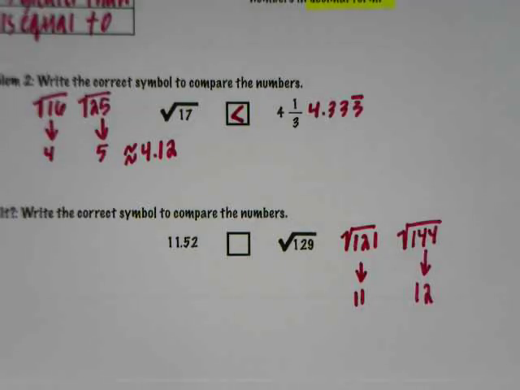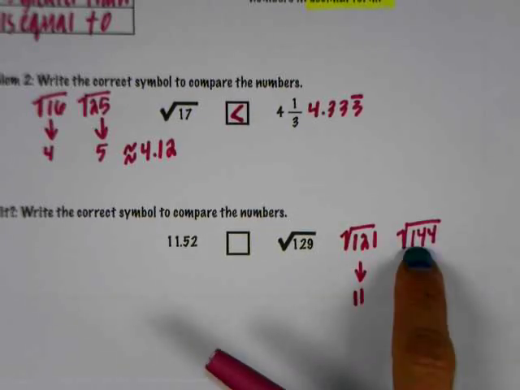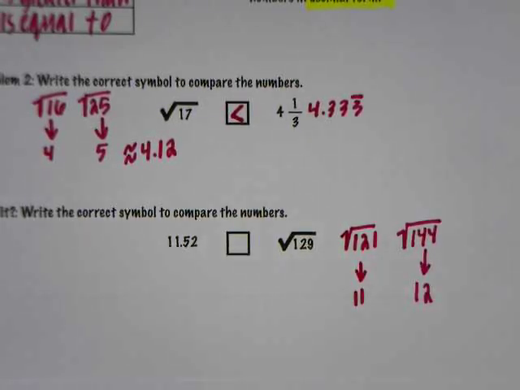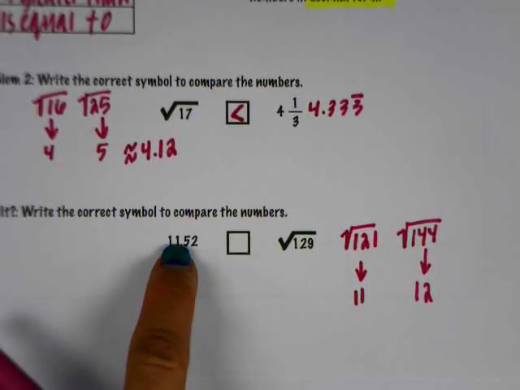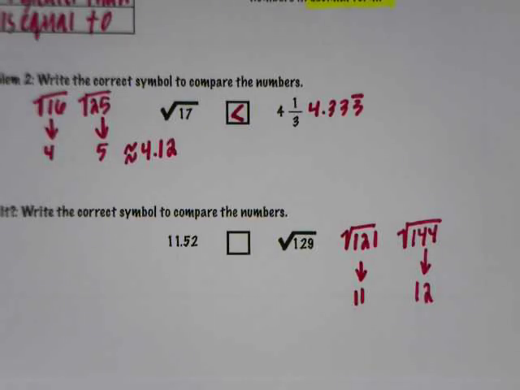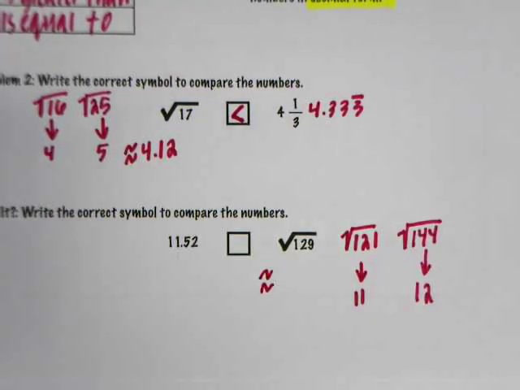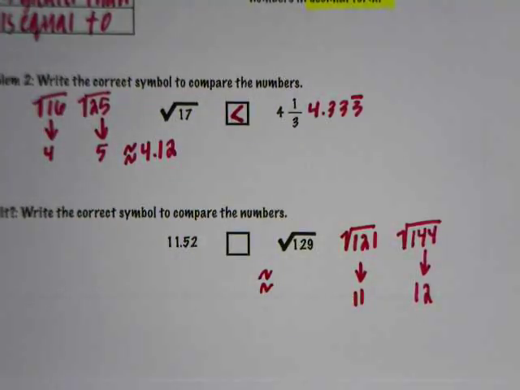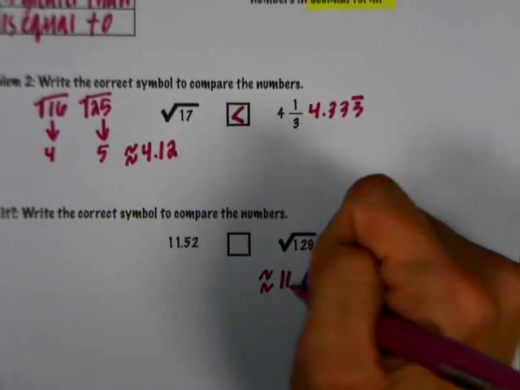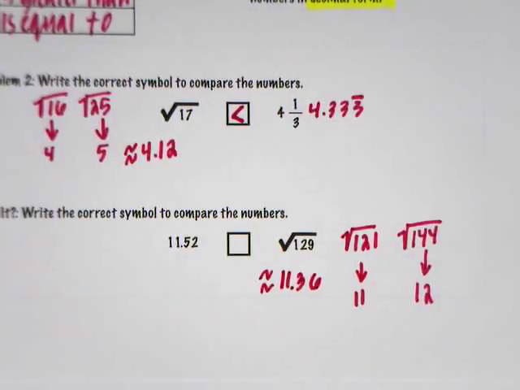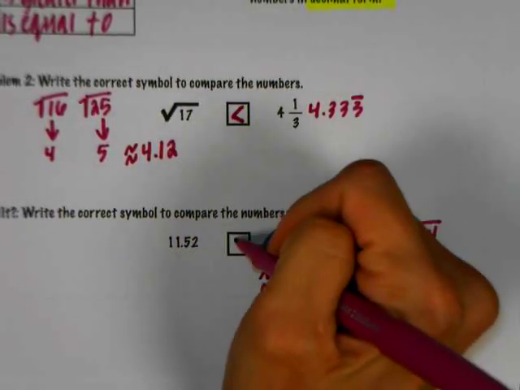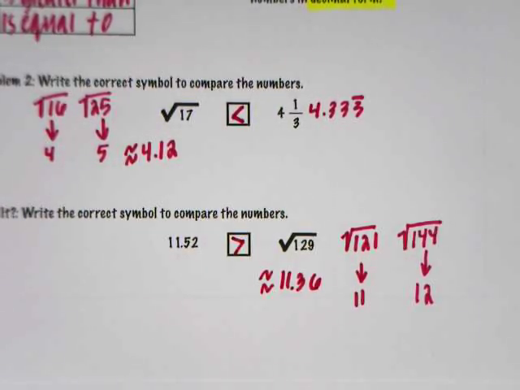Is it going to be closer to 11 or closer to 12? 11, right? Because 129 is definitely closer to 121 than it is to 144. So you know it's going to be on the lower half between them. So you can probably make a pretty good guess about which one's bigger. If you throw this in the calculator, you get like 11.36-ish. So either way, that one's going to be smaller than the first one. Okay?